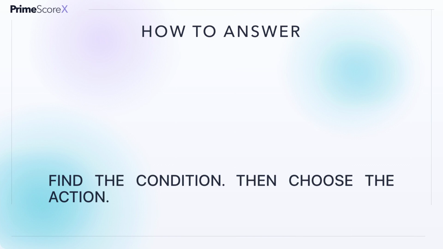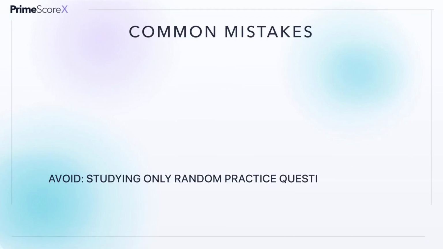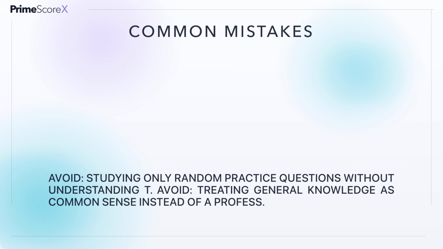When a question appears, do not rush to the answer choices. First, identify the condition: vehicle condition, road condition, traffic condition, driver condition, cargo condition, or legal requirement. Then ask which action reduces risk without creating a new problem. That order protects you from attractive but unsafe answers.